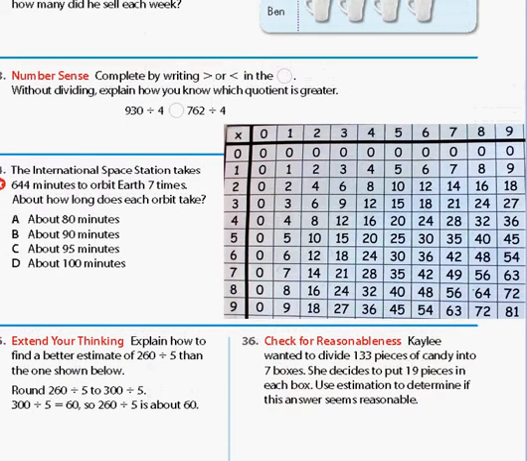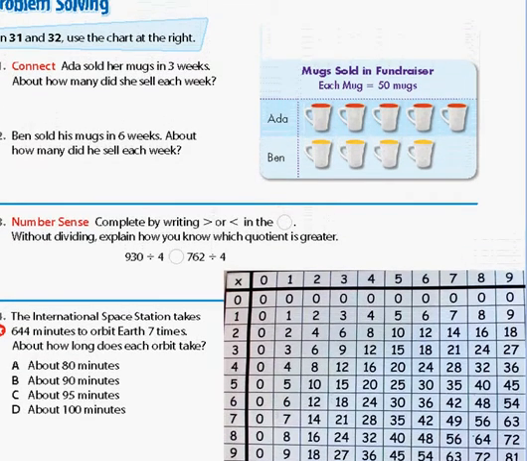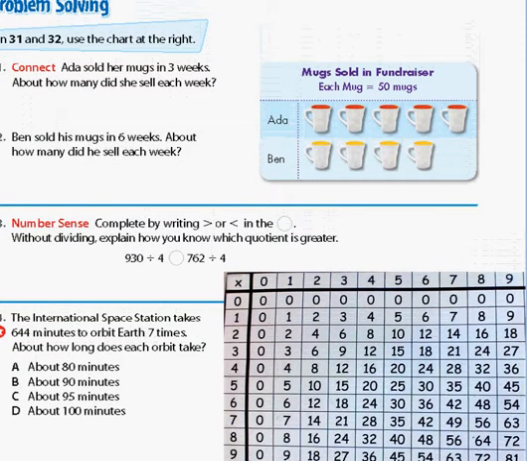Let me pick it up a little bit more. Okay, problem number 31. That's this one right here. My number's cut off a little bit there. Okay. Ada sold her mugs in 3 weeks. About how many did she sell each week?